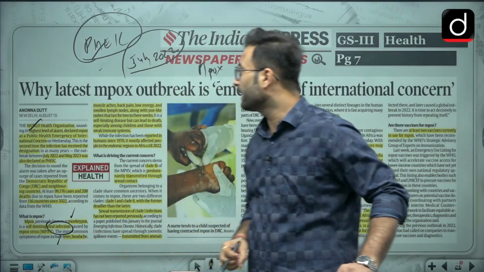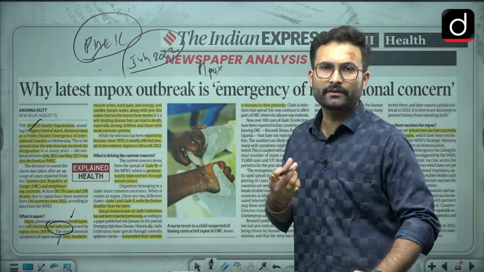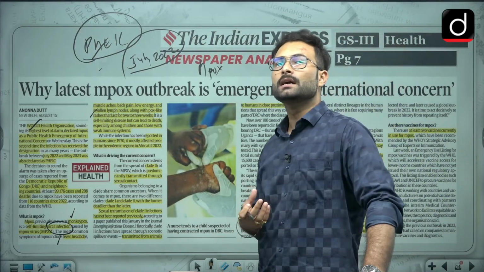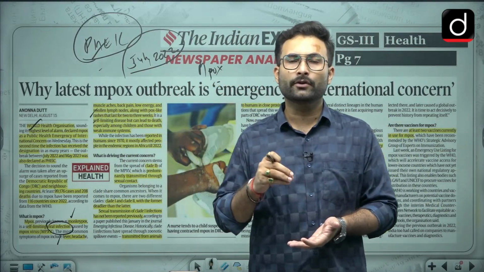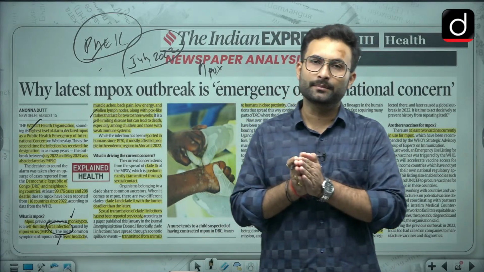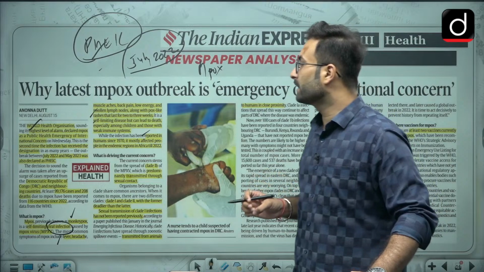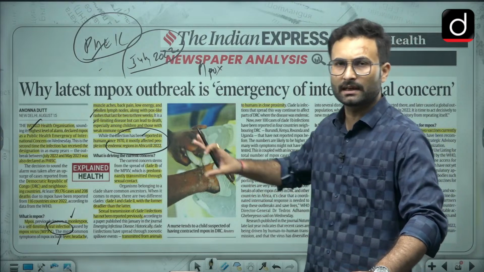Now the symptoms are fever, headaches, muscle ache, back pain, low energy, swollen lymph nodes, and rashes. Like in chickenpox we have rashes, similar rashes will be there for 2 to 3 weeks. It is a self-limiting disease, but it can be deadly as well. It can take your life. In cases of severe infection that is not limited by itself, and if your immunity is weak, if you are a kid or elderly, there are high chances that it can be fatal. Reported in humans since 1970, it mostly affected people in the endemic regions in Africa till 2022. So most of the cases you will see are in Africa.